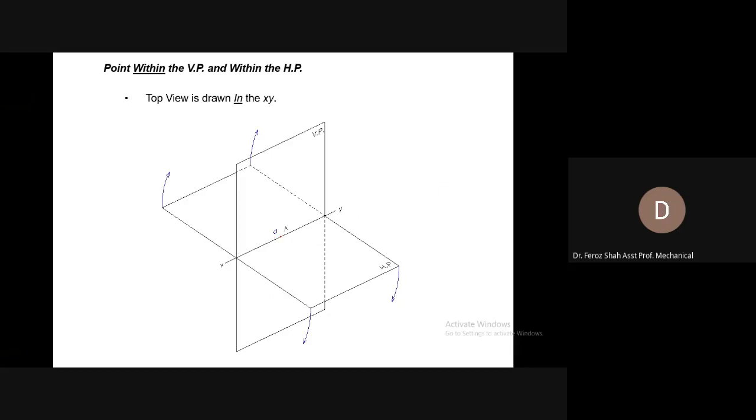Now, if the point is within the vertical plane and within the horizontal plane, so you can see that this must be this location. For drawing its top view, looking at it from above or from below, its top view will be created on the horizontal plane at this position, which is the common XY reference line. So again, the top view is coming within the XY reference line when the point is within the vertical plane.